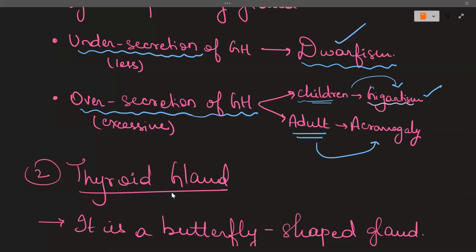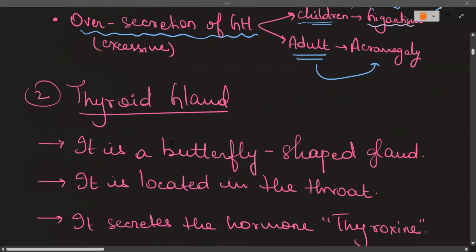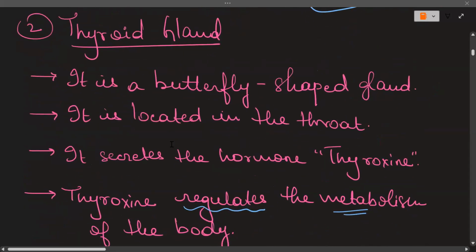All right. Now let us move on to the second, that is the thyroid gland. Now the thyroid gland is a butterfly-shaped gland. Now where is it located? It is located in the throat area. Do you people know the trachea? Yes, it is located surrounding the trachea, in the throat area.